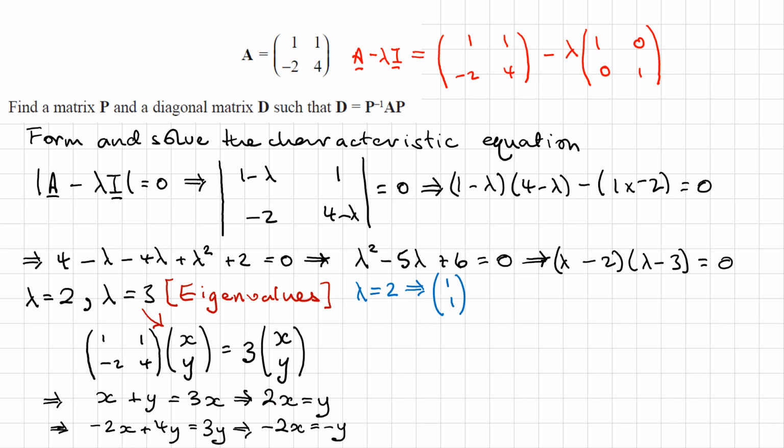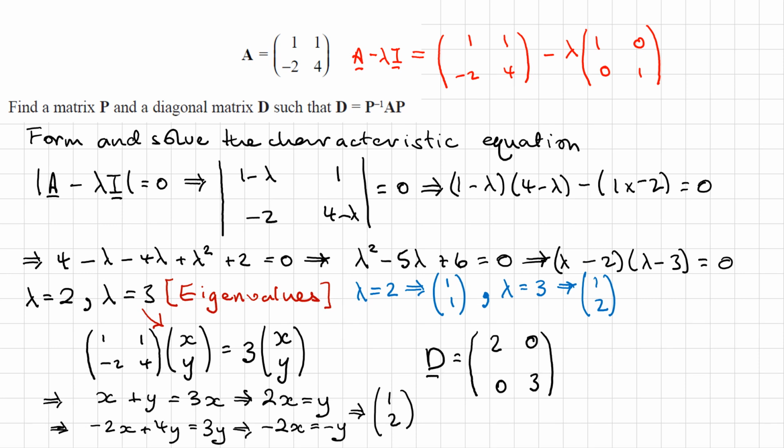An eigenvector that I could choose would be, let's say, if I made x equal to 1, then y would be 2. So 1, 2 is an example of an eigenvector. Any linear multiple of that would be fine. So when lambda is 3, that gives me an eigenvector of 1, 2. Okay, now we're almost done. Now remember D is formed by the eigenvalues. They go along the diagonal. So 2 and 3.